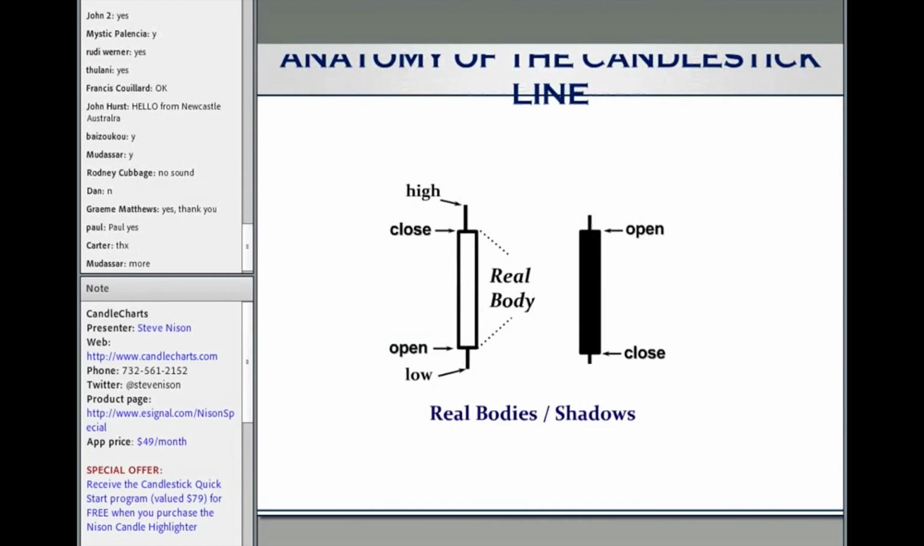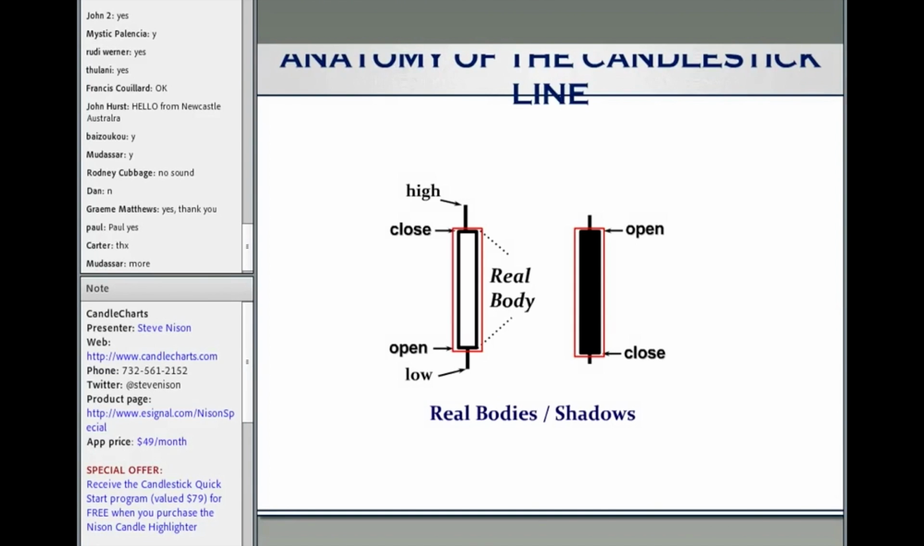So let me go over the anatomy of the candlestick line. The candlestick line is made of a couple of components. There's a rectangular portion called the real body, and that is simply the relationship between the open and close. If we have a white or empty real body, the close is higher than the open. And if we have a black real body, that means the close is under the open.